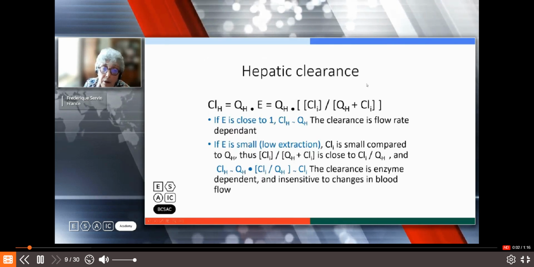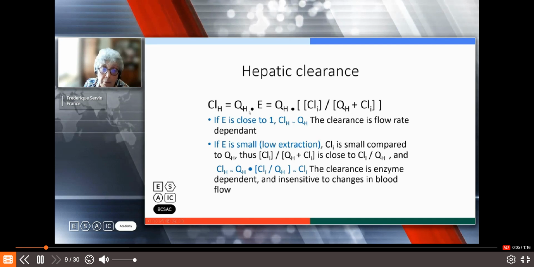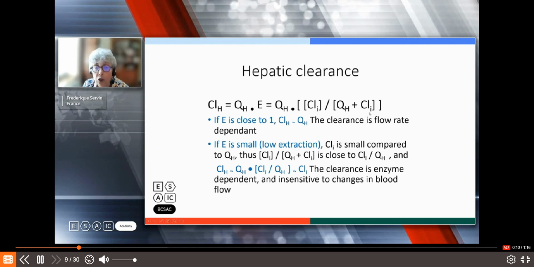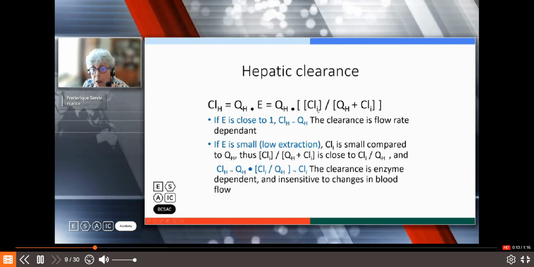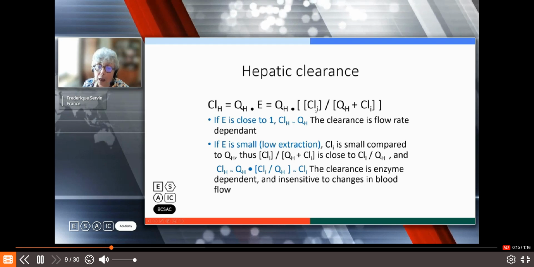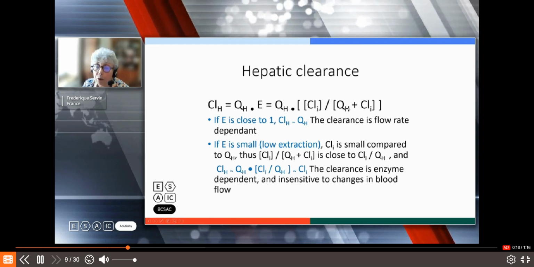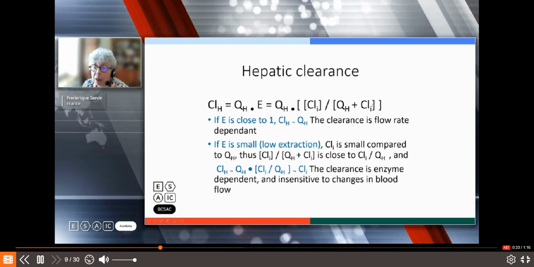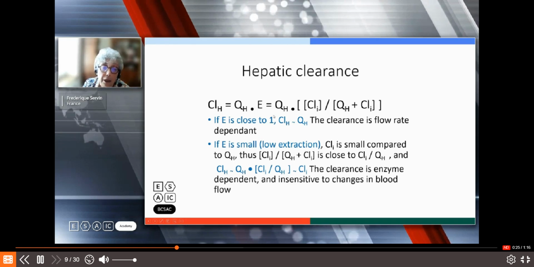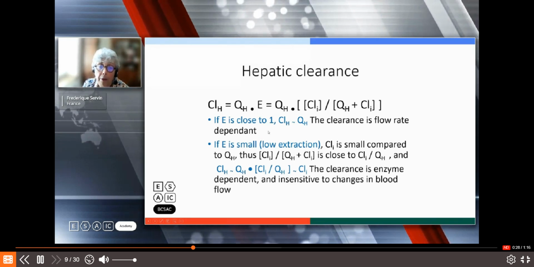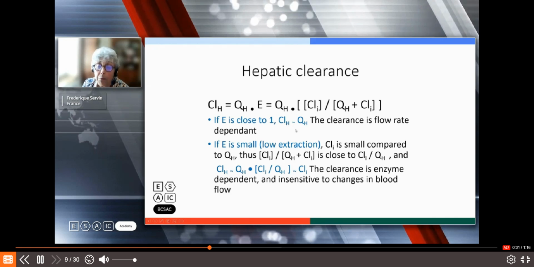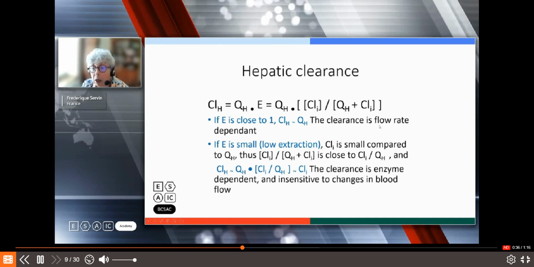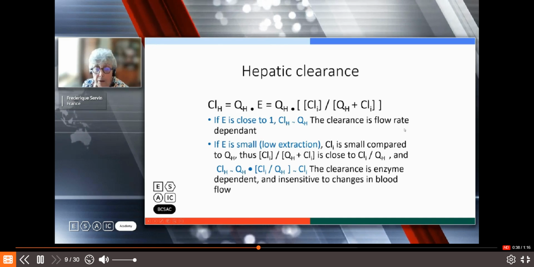The hepatic clearance is the product of the hepatic blood flow by the extraction coefficient. This extraction coefficient is the ratio between the enzymatic activity, intrinsic clearance, over the sum of the hepatic blood flow and the enzymatic activity, intrinsic clearance. You see that if E is close to 1, the hepatic clearance will be very close to the hepatic blood flow. In this situation, the clearance is flow rate dependent.